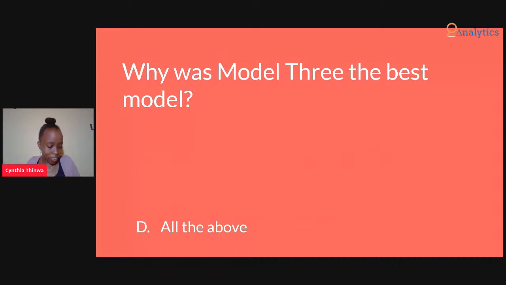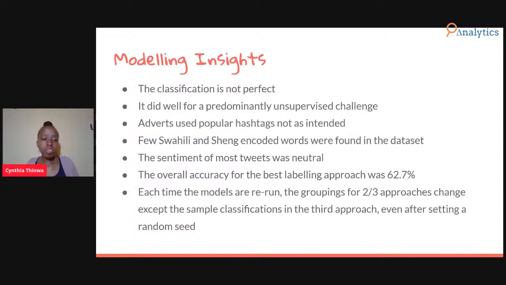In as much as the classification is not perfect, it got a couple of groupings wrong, it did well for a predominantly unsupervised challenge. And because the adverts that we found among the first 10 tweets used popular hashtags not as intended, like advertising mattresses but talking about Ikokazi KE, hashtags were not found to be a very reliable feature. Another key insight is that few Swahili and Sheng words were found in the data set, which is very interesting. The sentiment of most tweets was neutral, as you saw. And as I stated earlier, the overall accuracy for the best labeling approach was 62.7%.